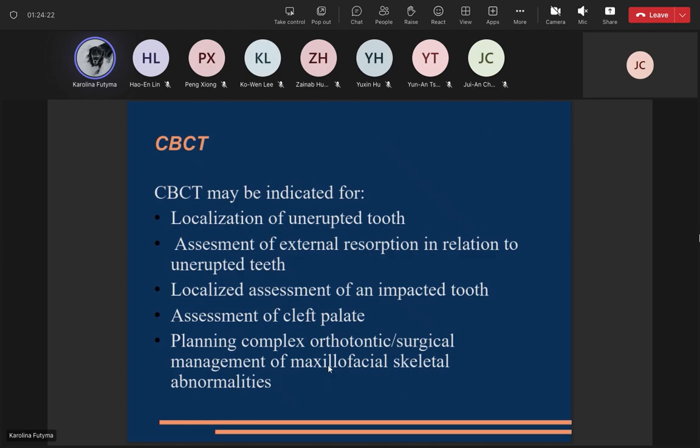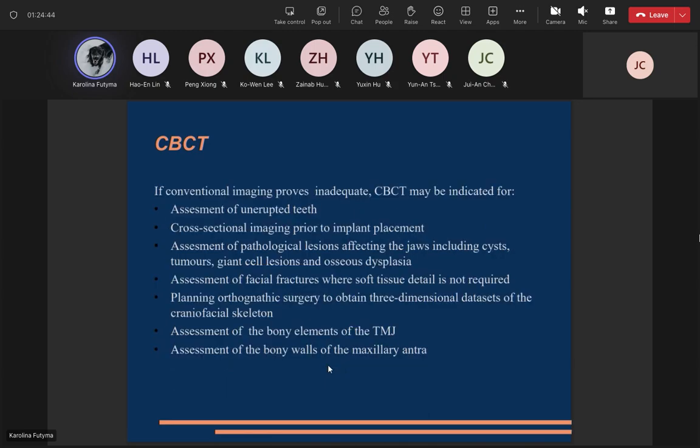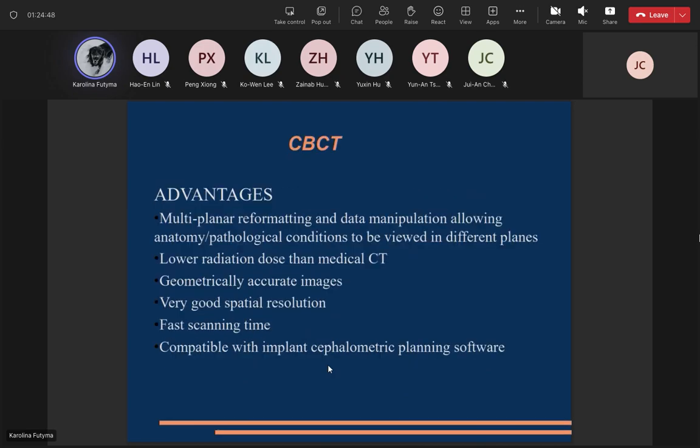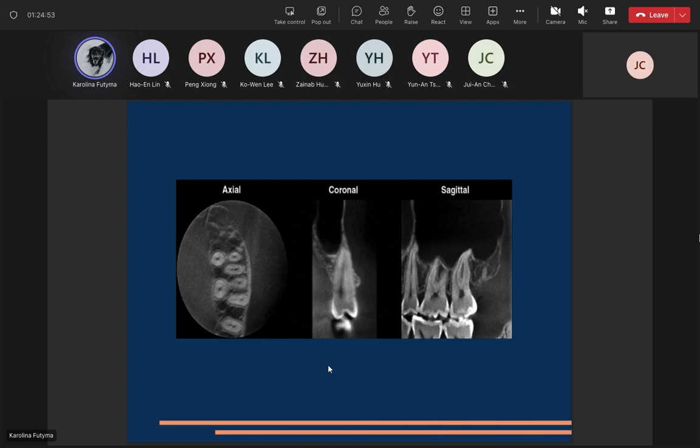Okay, indications. So, for example, localization of unerupted tooth, assessment of external resorption in relation to unerupted teeth, localized assessment of an impacted tooth, assessment of cleft palate, planning complex orthodontic surgical management of maxillofacial skeletal abnormalities. So those are, of course, things that we mentioned on the first lecture. Advantages we will skip and disadvantages as well.